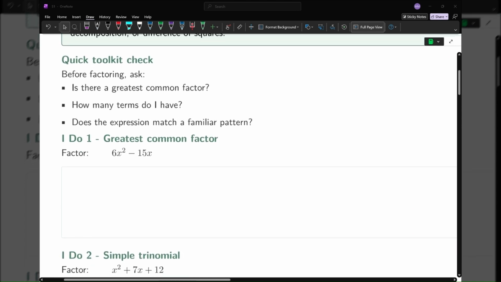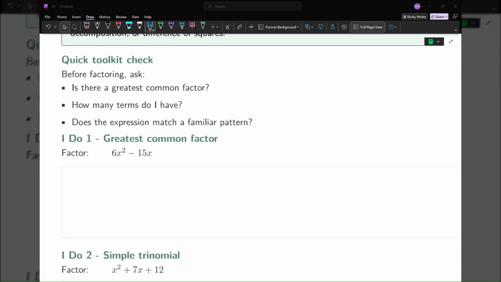Factor 6x squared minus 15x. My first thought should always be, is there a common factor? Well, yeah. I can see 6 and 15, I can divide them by 3, and then x squared and x both have a factor of x. So if I pull out the 3x, what I'm left with, 6x squared, is going to be 2x. Remember, that's basically division, but I'm not actually removing it. Negative 15 divided by 3 is negative 5, and I remove the x. So 3x times 2x minus 5, and we're done.